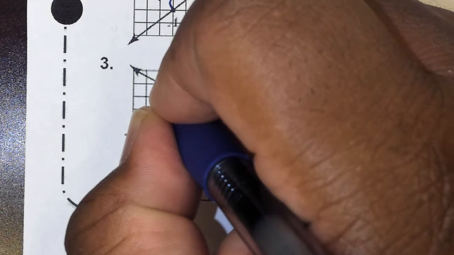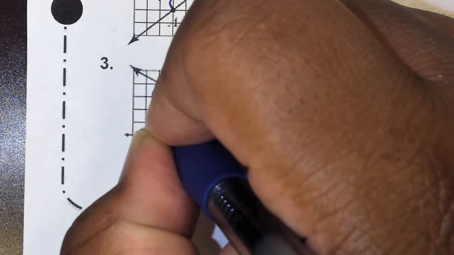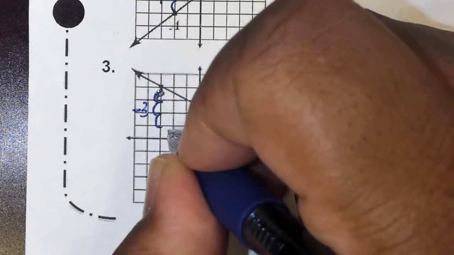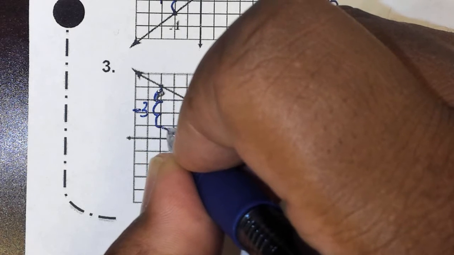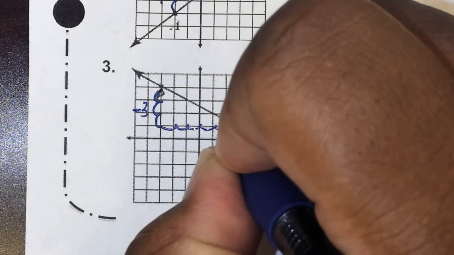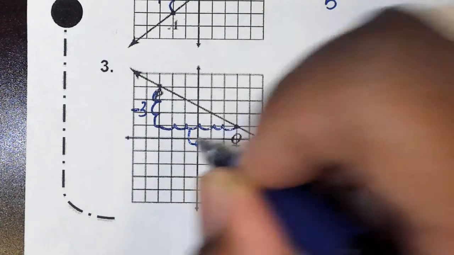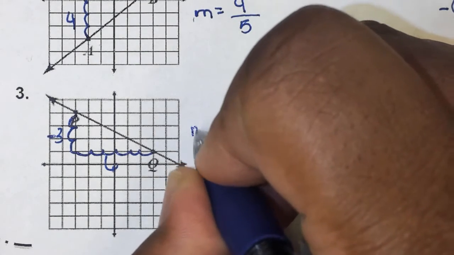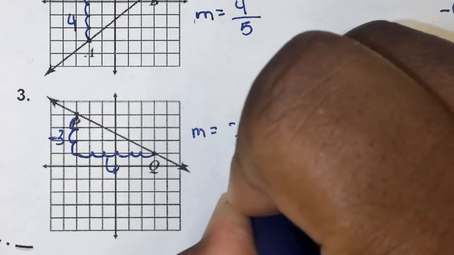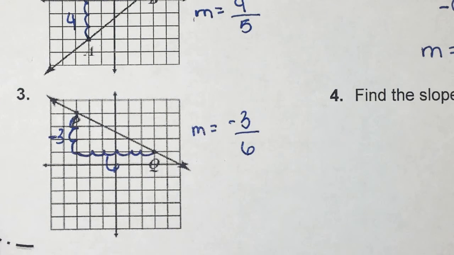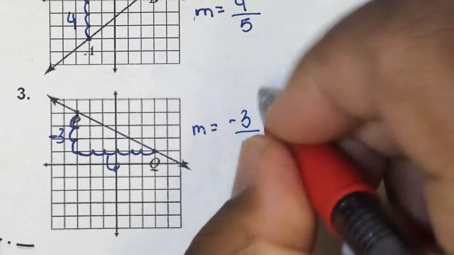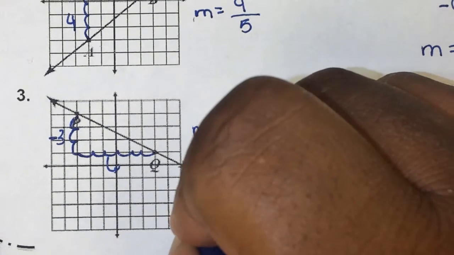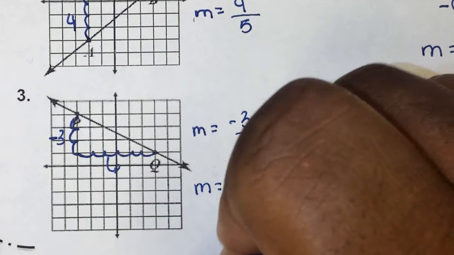Since it's a negative slope, my first move should be a fall. And going down 1, 2, 3. That's negative 3. And then I'm going to the right, always to the right for your run. 1, 2, 3, 4, 5, 6. So when I write this over here, my fall over my run is going to be m equals -3 over 6. Can't leave that like that. That needs to be simplified. M equals -1/2.